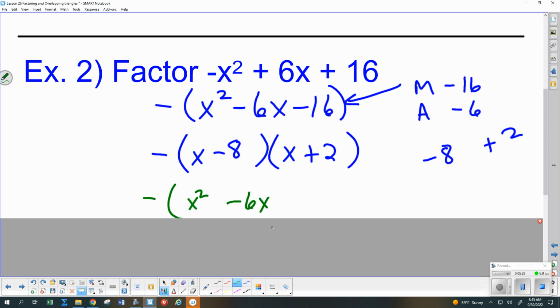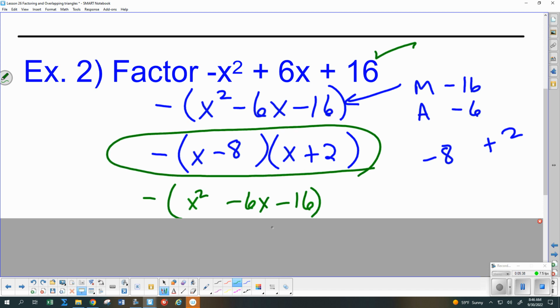And the -8 times the +2 is a -16. And then if I distributed the minus sign, I would be back to what I started with. So all of this, including that minus sign, would be our correct factoring for this one.